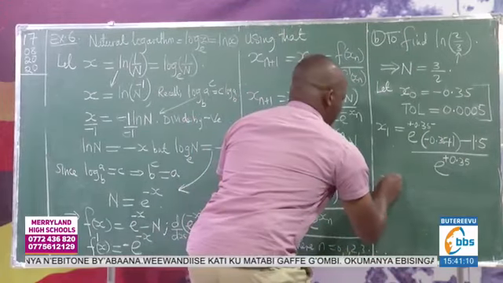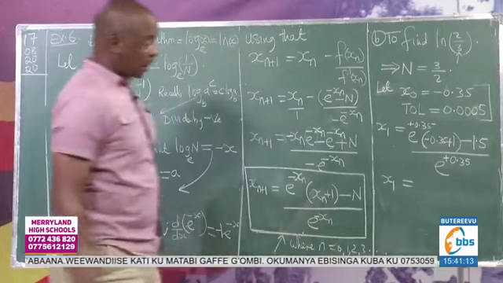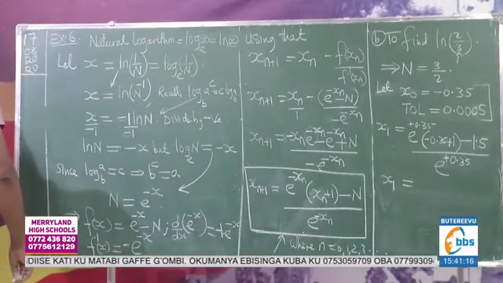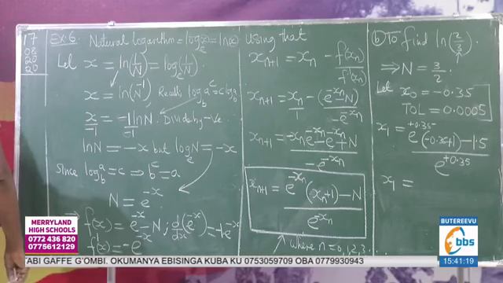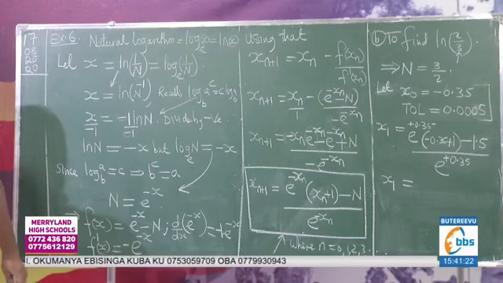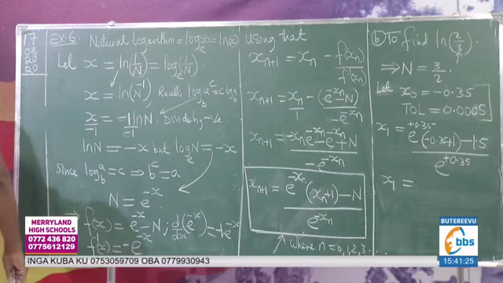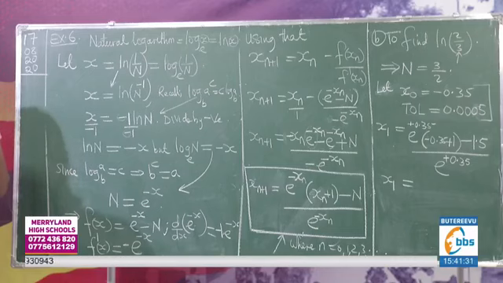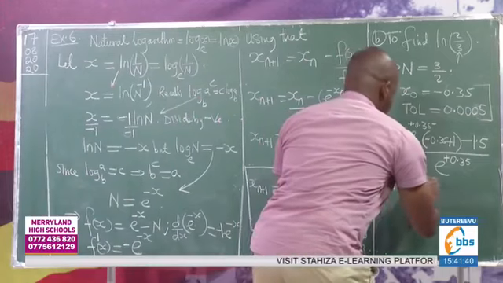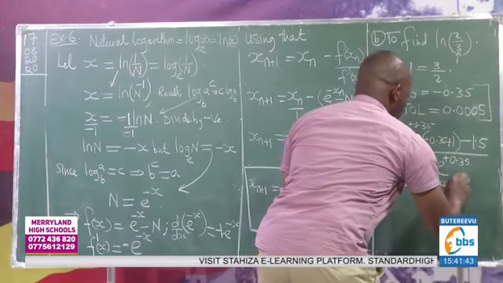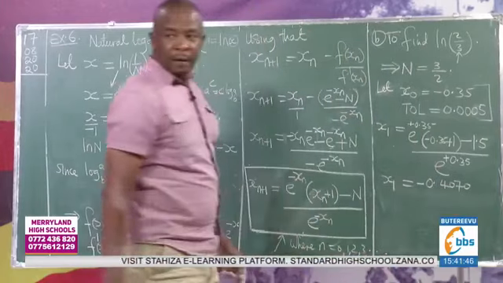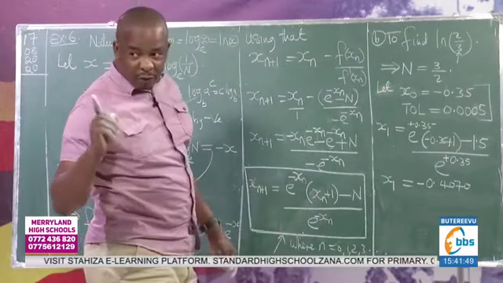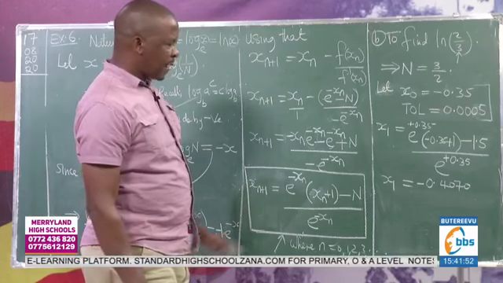I will expect you to use your calculators to compute that value. You should be able to get the first answer as negative 0.4070. Because they are saying 3 decimal places, we work with 4 decimal places. That is our first value there.